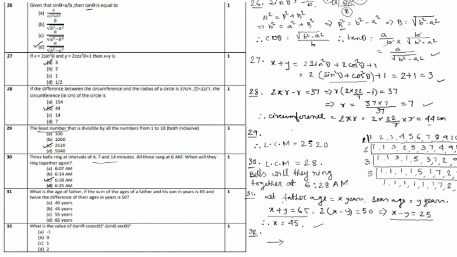Now in problem 32, what is the question? What is the value of (tan theta cosec theta) whole square minus (sin theta sec theta) whole square? What will be the value? I have solved this problem on the next page. Okay.